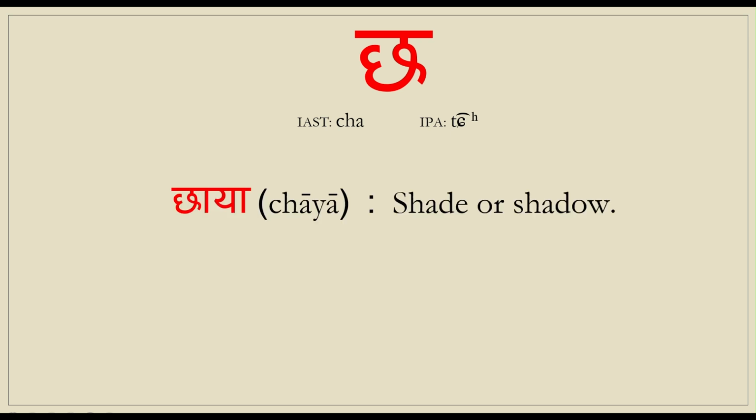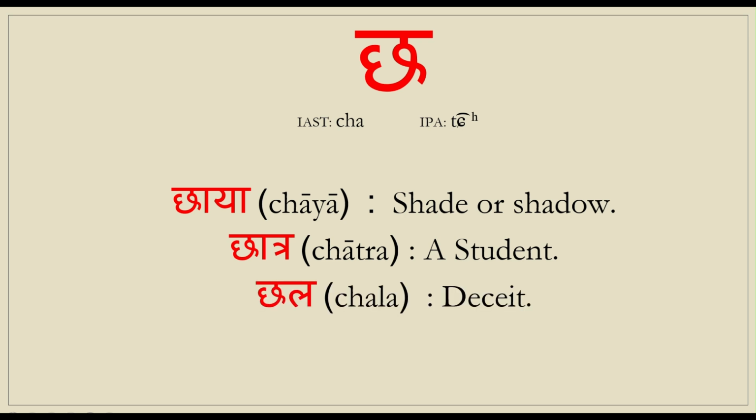Our next consonant is chha. This is the aspirated version of the previous consonant, and this is just like cha but with a puff of air. In IAST represented by CHA, and we don't have this sound in English, so the Sanskrit examples are like the word chhaya, which means shade or shadow, the word chhatra, which means a student, and the word chhala, which means deceit.